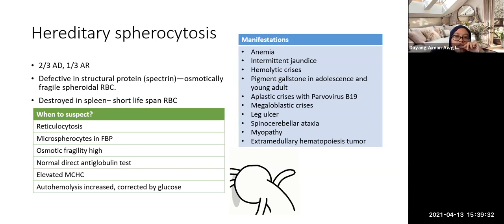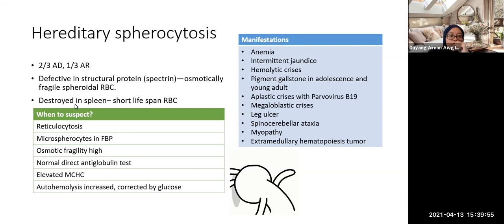It is destroyed rapidly as compared to the normal RBC. So they can present with anemia, on and off jaundice, hemolytic crisis, pigmented gallstones, aplastic crisis when they have a parvovirus infection, and rarely they can have leg ulcers, spinocerebellar ataxia, myopathy, and also extramedullary hematopoiesis.